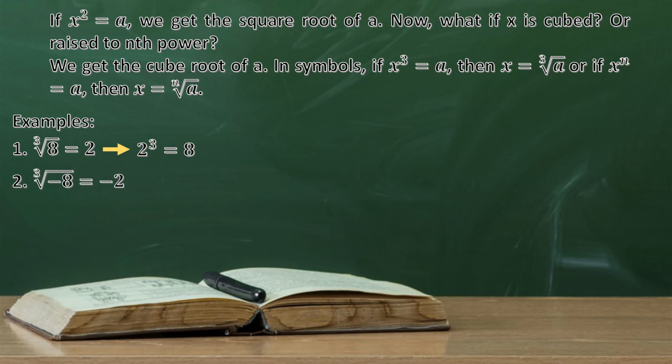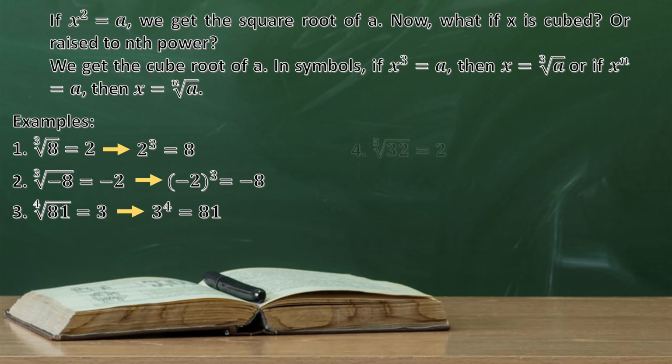Cube root of negative 8 is equal to negative 2, because negative 2 cubed is equal to negative 8. That means negative 2 times negative 2 equal to positive 4, and positive 4 multiplied by negative 2 is negative 8. Number 3, fourth root of 81 is 3, because 3 raised to 4 is equal to 81. 3 times 3 is equal to 9, times 3 is equal to 27, and times 3 is equal to 81.